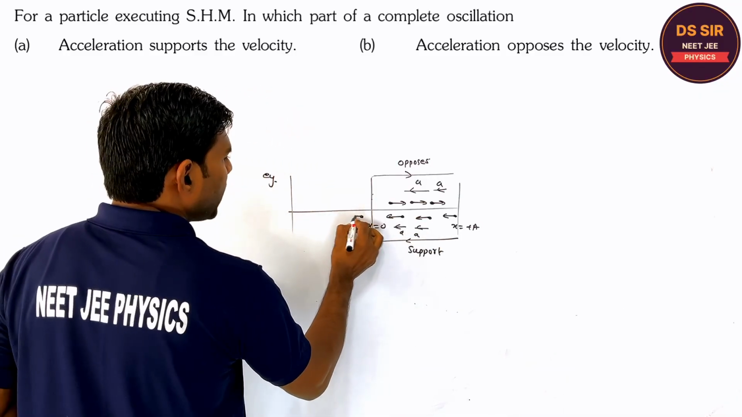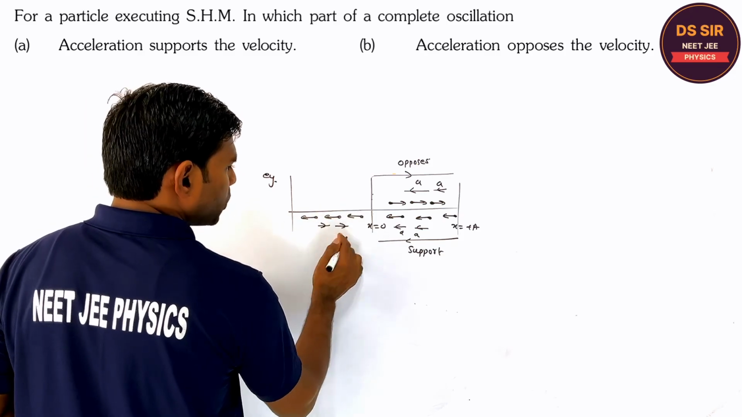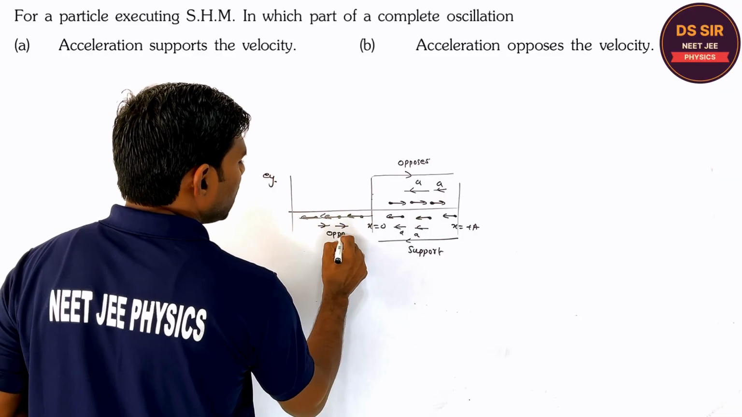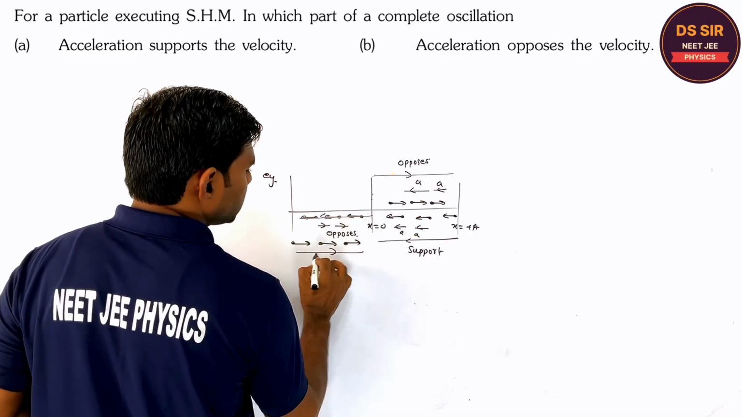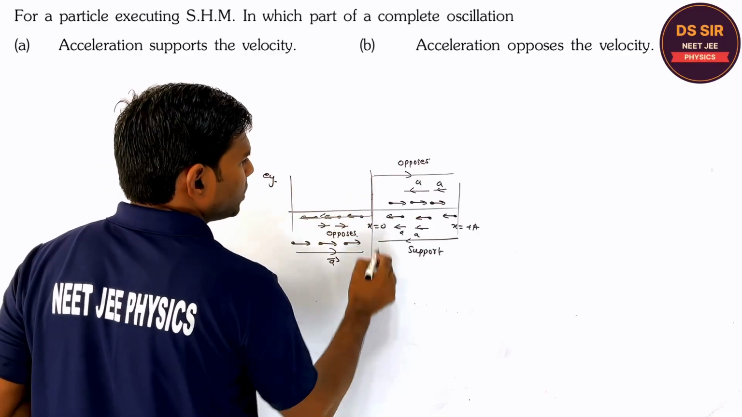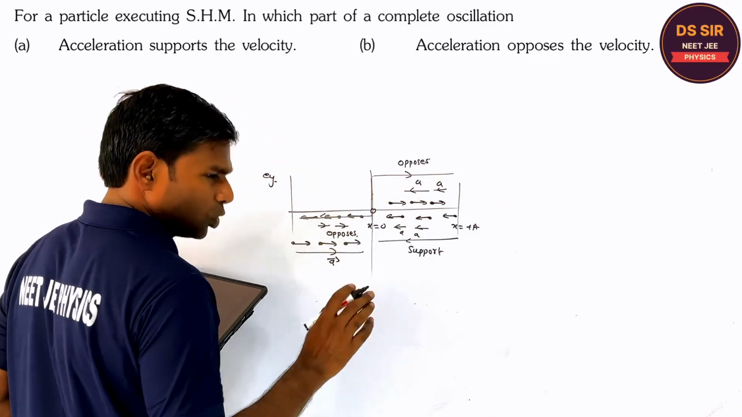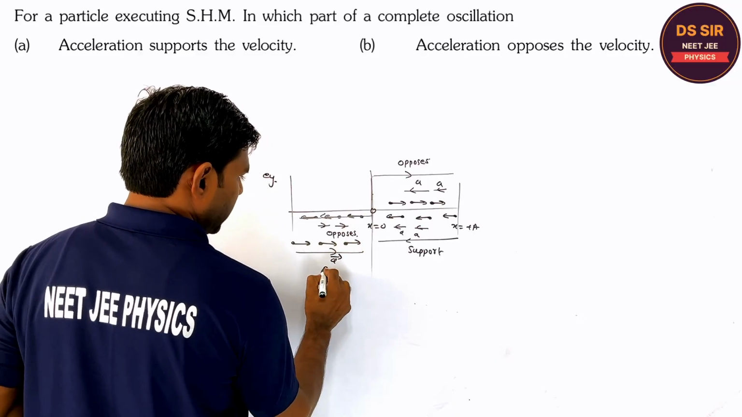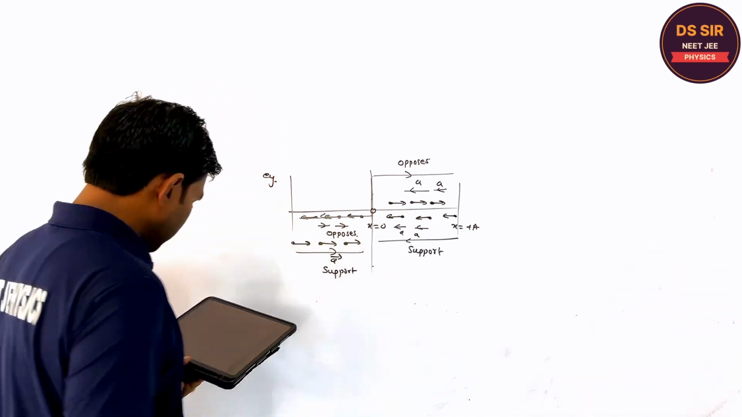When the particle velocity is away from the mean position, the force is opposite. Is it clear or not? When it is going in this direction, the force opposes. When it moves in this way, this is the direction of the velocity, and also the force is always toward the mean position. Whether the particle is going away or towards, the force is always toward the mean position. So when it is returning back to the mean position, it supports. All right, so this is the solution of this question.